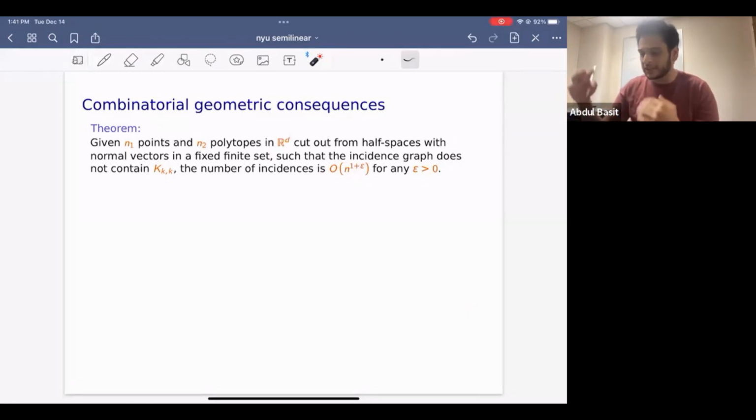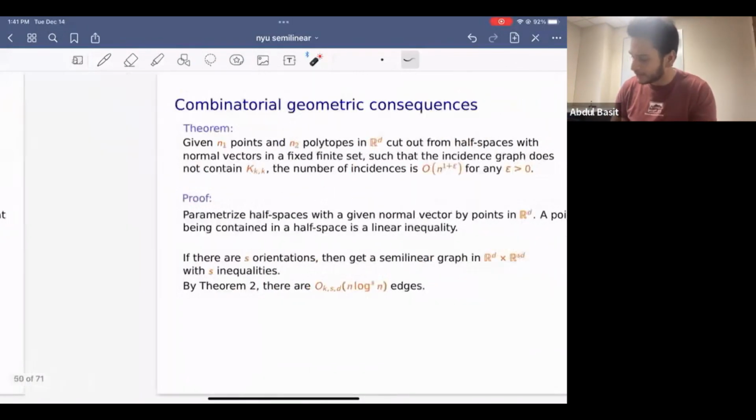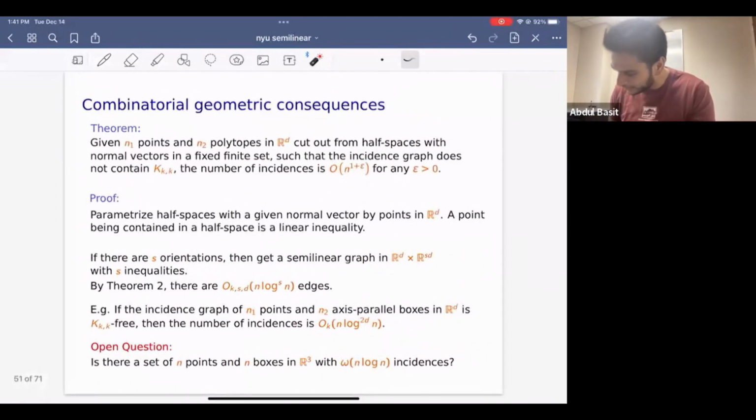But again, there's the restriction that the faces have to come from a certain set of hyperplanes with fixed slopes. And the proof basically just reduces to this: you can write this as a semilinear hypergraph. I won't talk too much about that, so maybe I'll skip the proof.